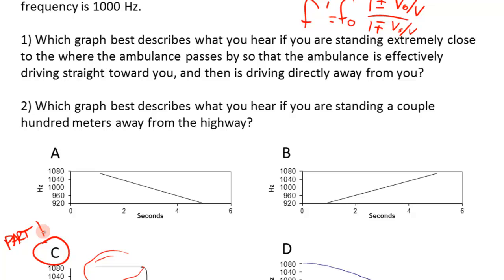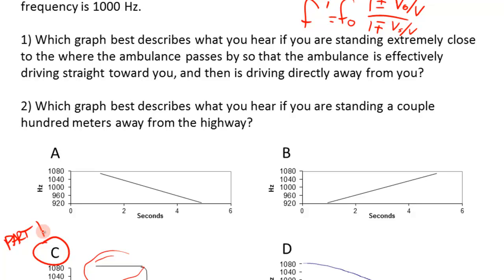Now part 2, if you're standing further away from the highway, the source is actually moving toward you. When it's far away, basically all of its speed is moving toward you. But as it gets closer and closer, only a small fraction of its total speed is actually moving directly toward you. There's even a time when it's basically not moving toward you at all, because it's driving completely perpendicular to where you are.